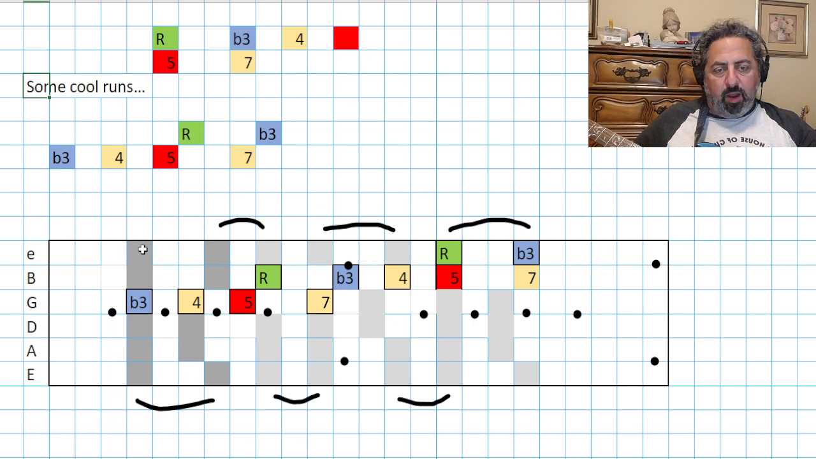Whenever you've got this big box in your pentatonic scale, where my plus sign is circling, you can think of 5, 7, root, flat 3rd.